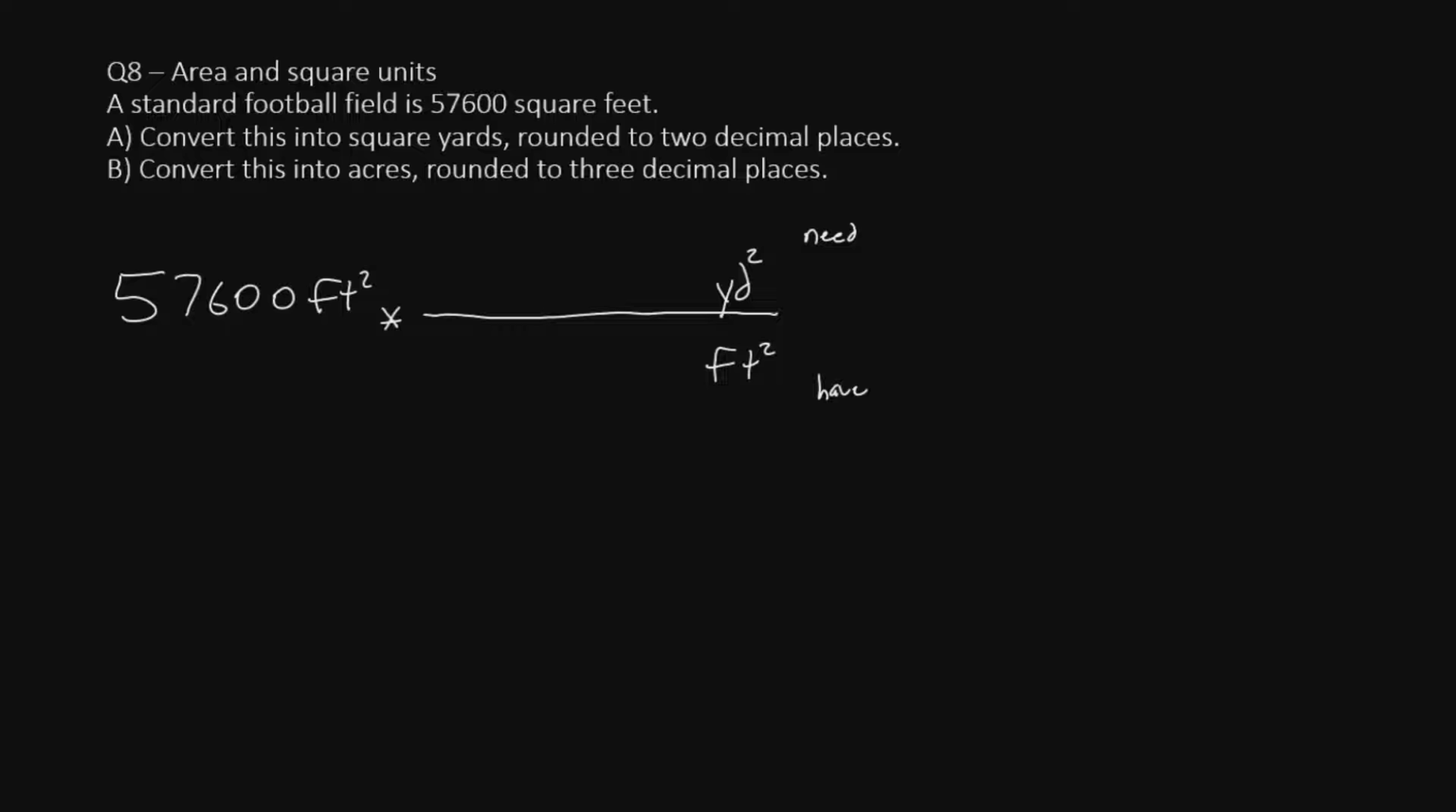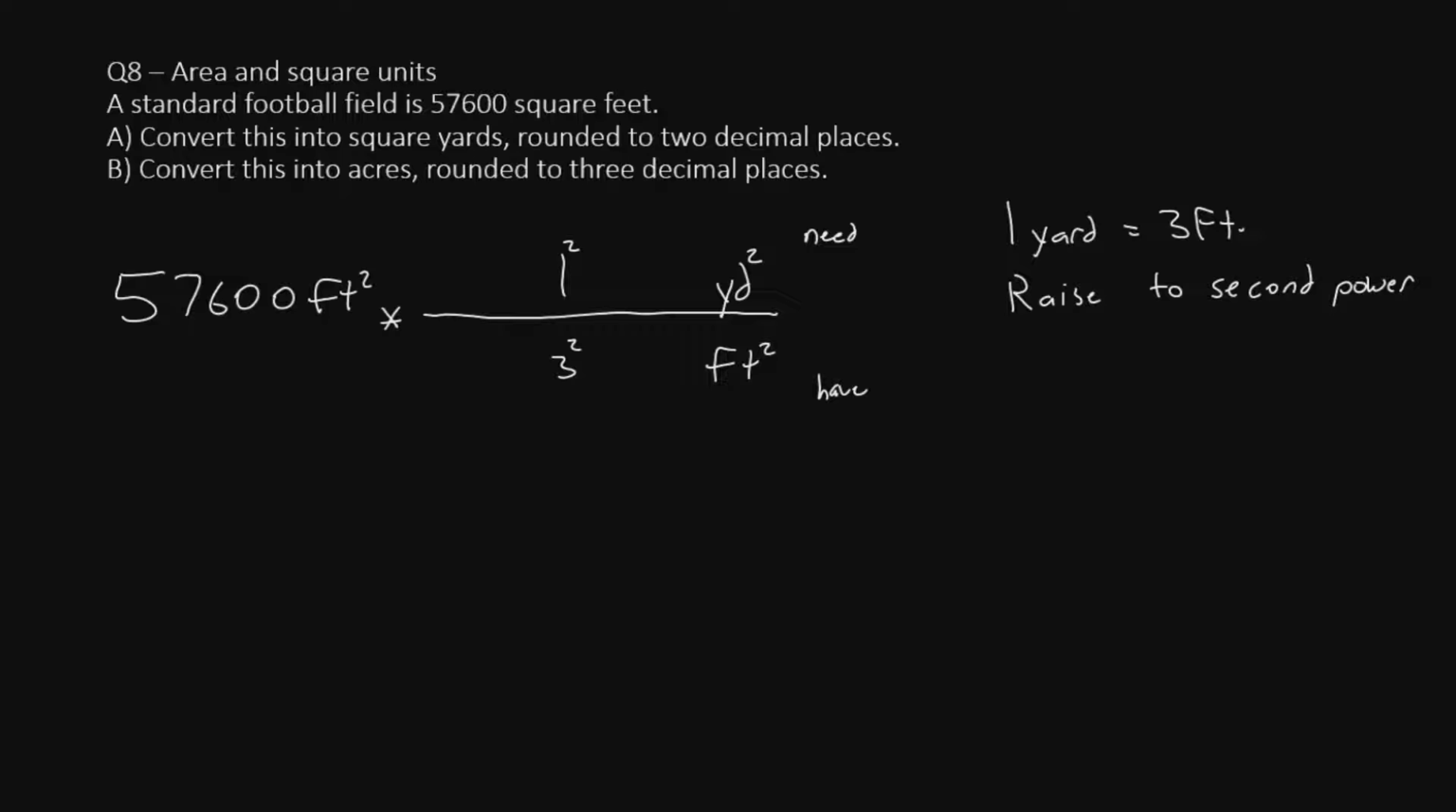Now you might already know that 1 yard is the same as 3 feet. We place 1 next to yards and 3 next to feet. However, if the units are squared, we raise both of these numbers to the second power. So we'll place a second power on both the 1 and the 3. Therefore, our answer will be 57,600 times 1 squared divided by 3 squared.